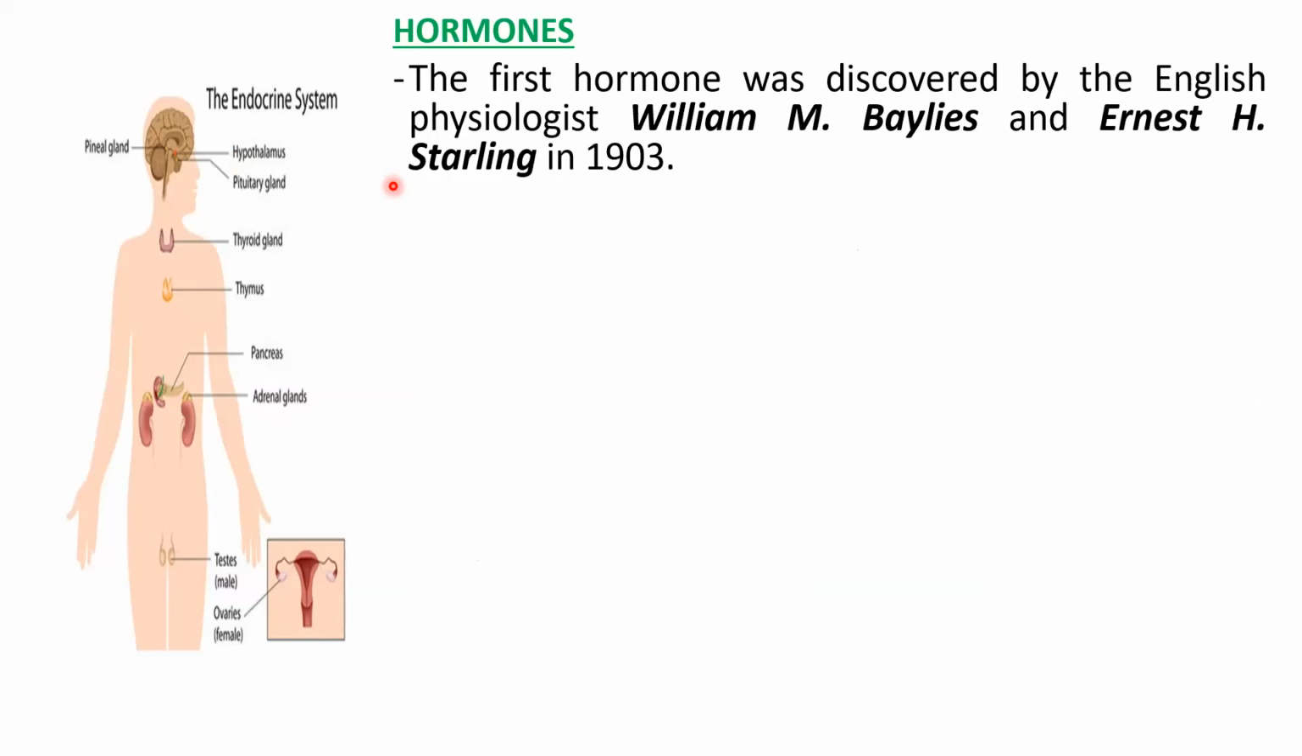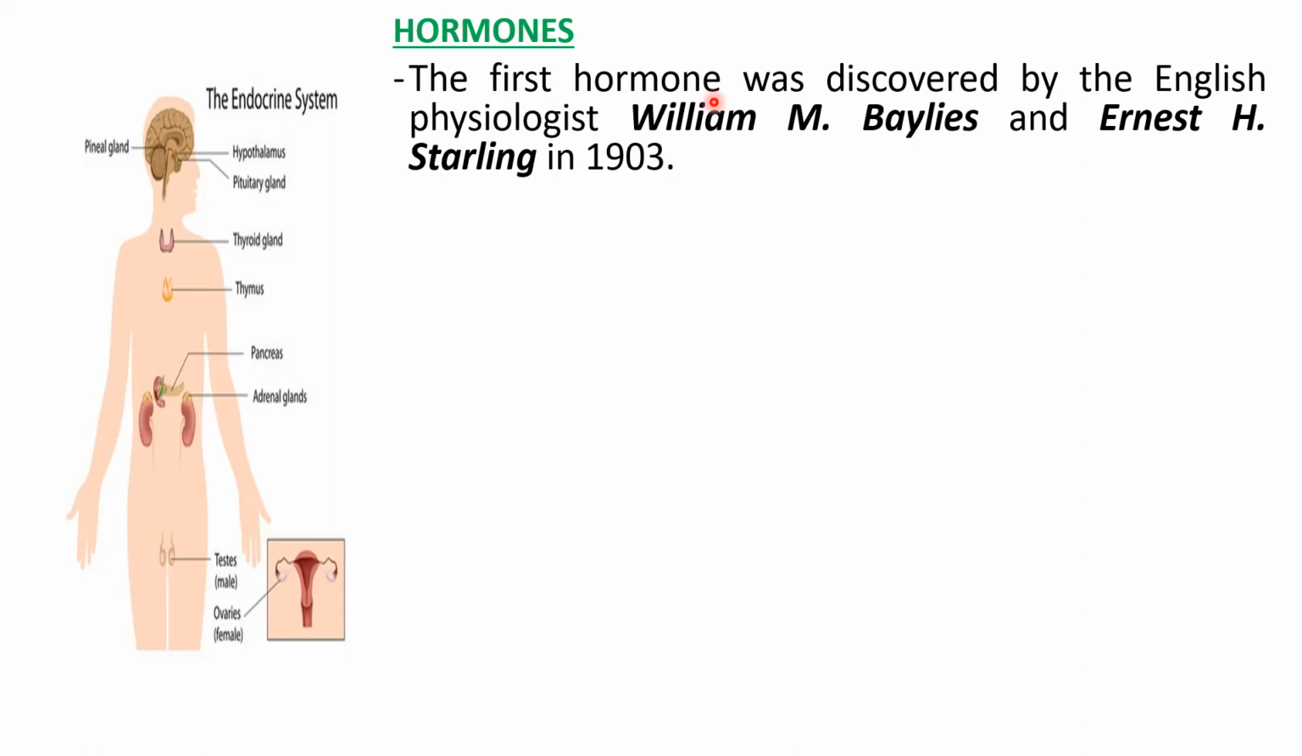Then hormones. As we have heard, hormones are nothing but chemical messengers which have the role of stimulating cells or tissues. Cells or tissues are stimulated by the hormones, and the hormones are produced in the endocrine glands, which are nothing but chemical messengers that stimulate the cells and the tissues.